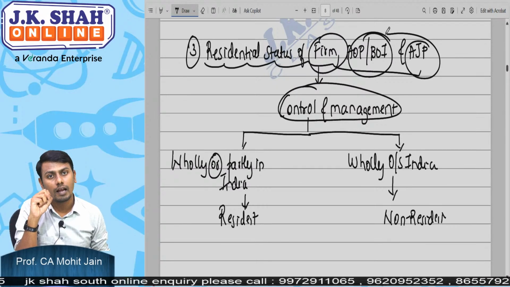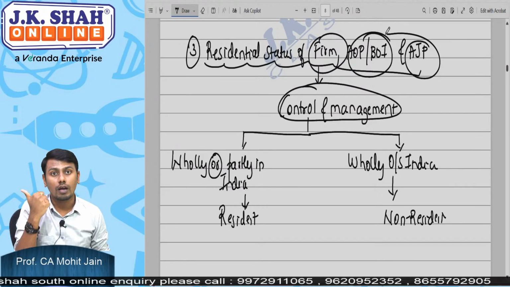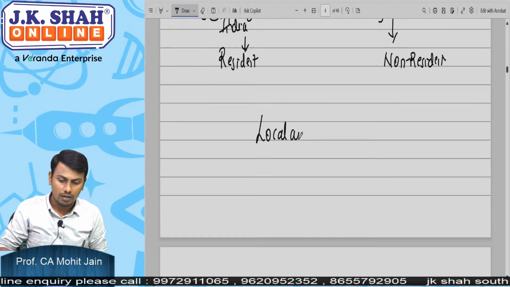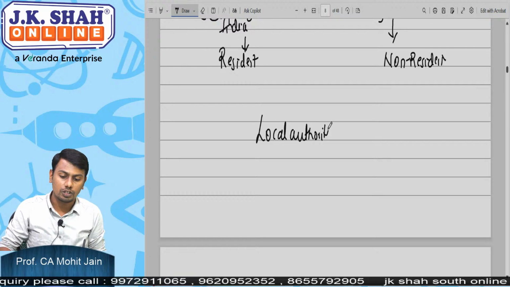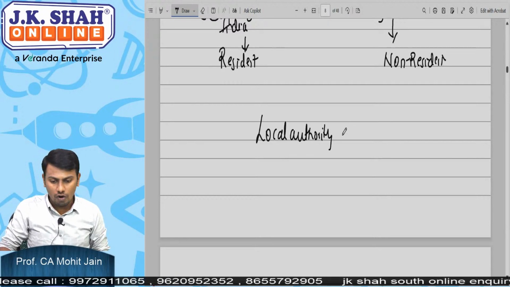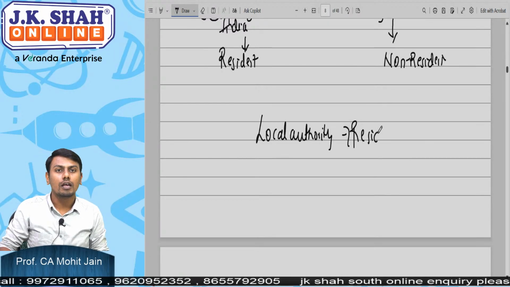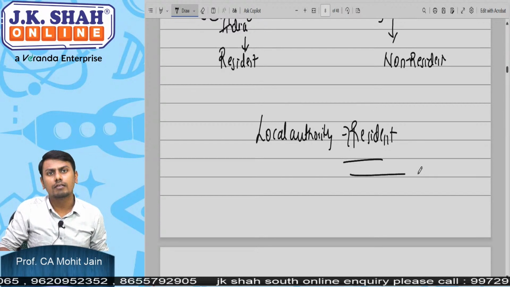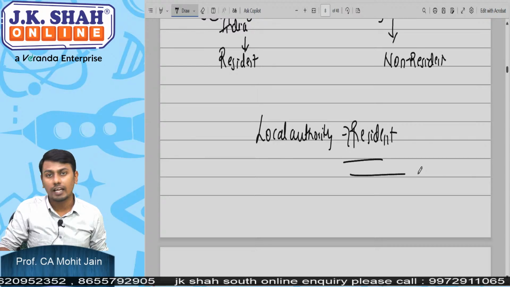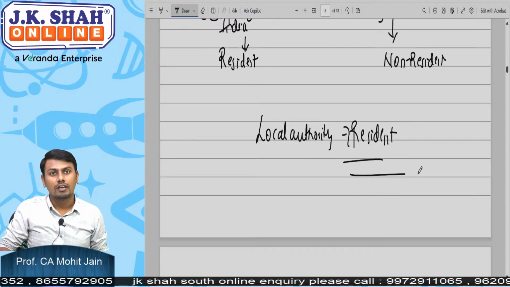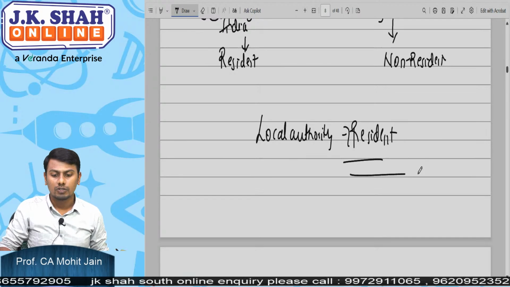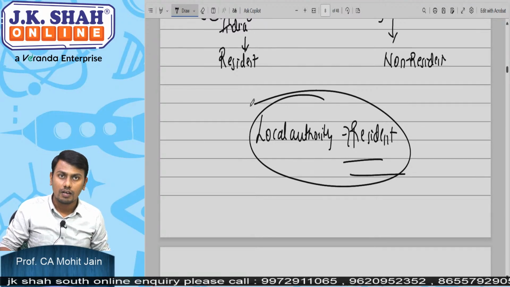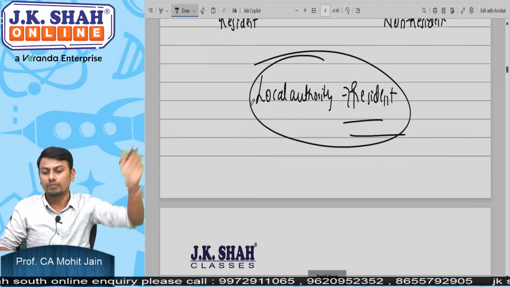So how many are left now? 2. One is local authority and one is company. Local authority I will not teach you. Why? A local authority is always a resident. Will you find any BBMP in London? Will you find GSMC in Canada? Will you find the Chennai one, GCC, in Europe? So local authorities are always residents of India. So now which is left last? Companies.